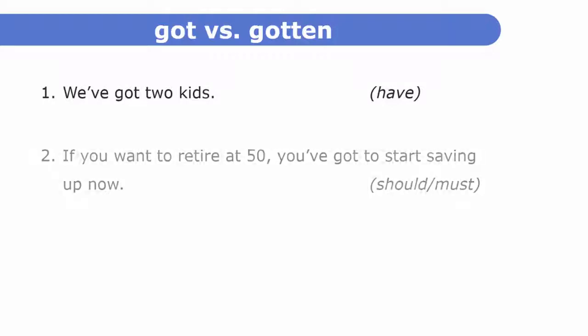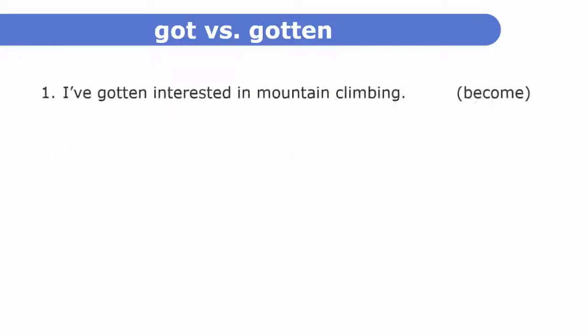And in this next example, if you want to retire at 50, you've got to start saving up now. Here, got to means must, or you should. So you should start saving up now, or you must start saving up now, can both be used in the place of got to.